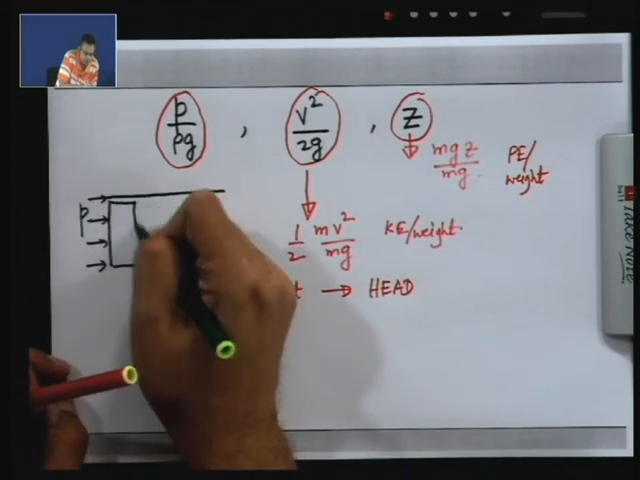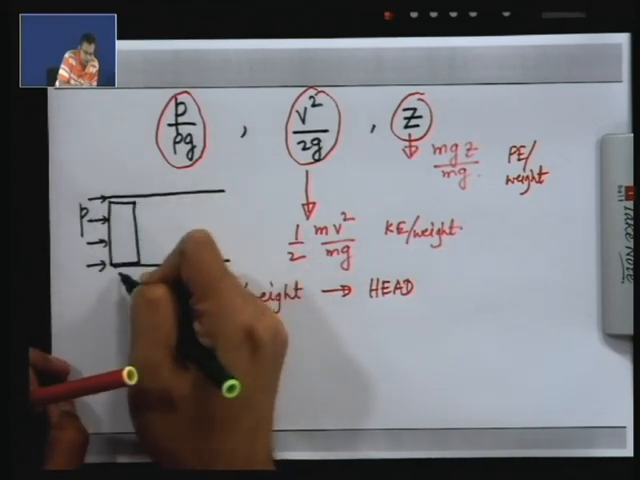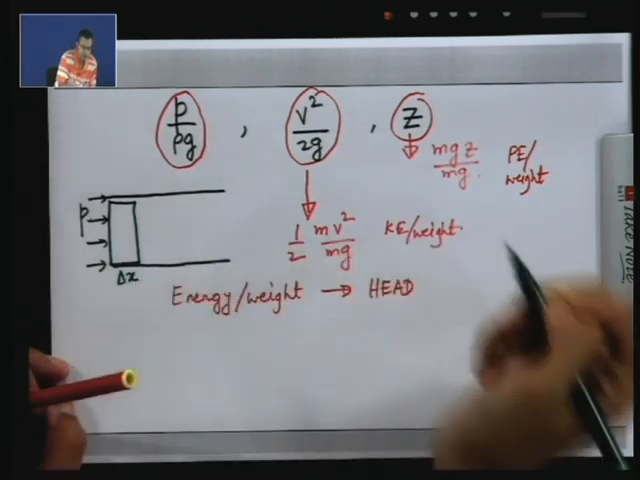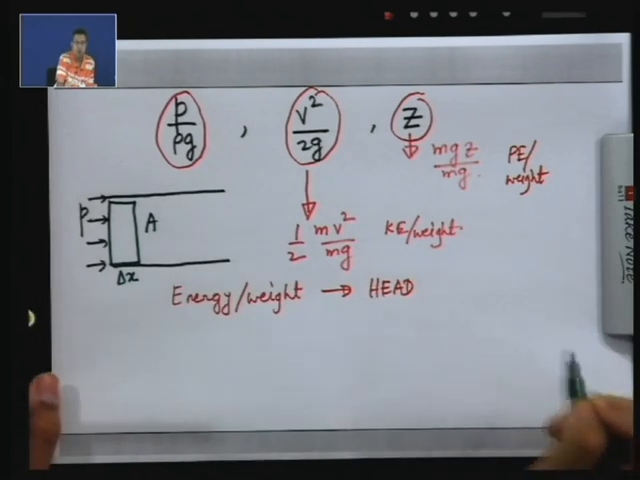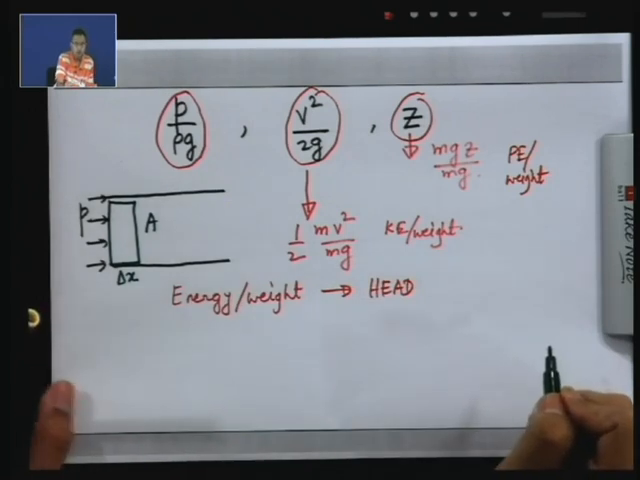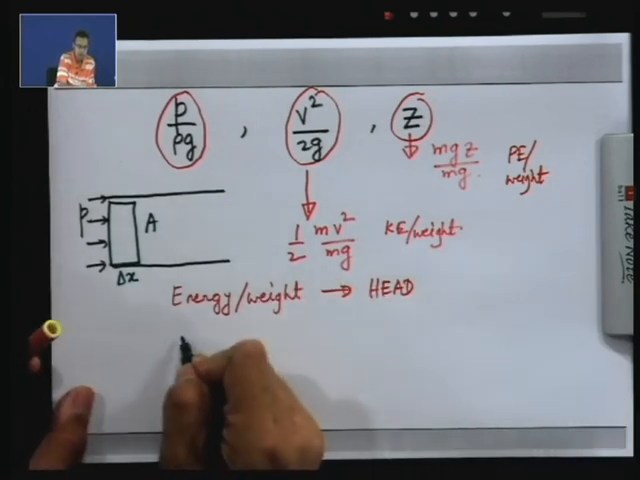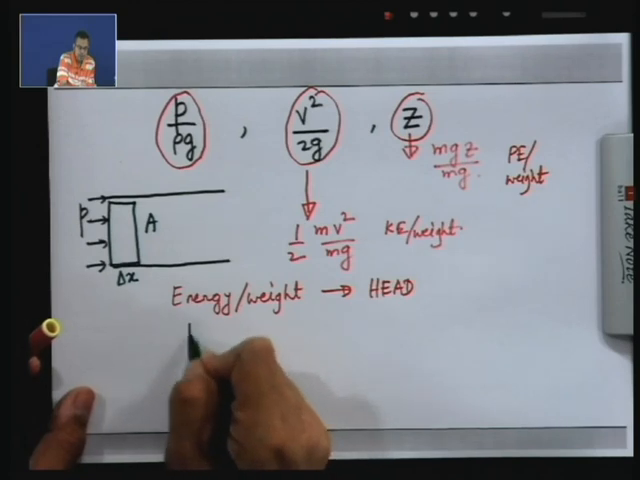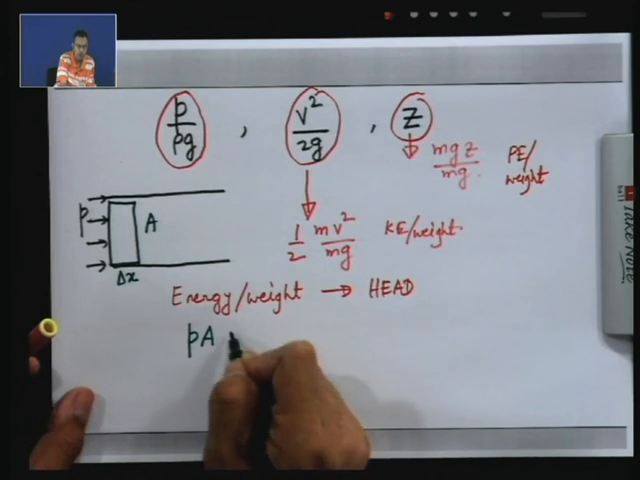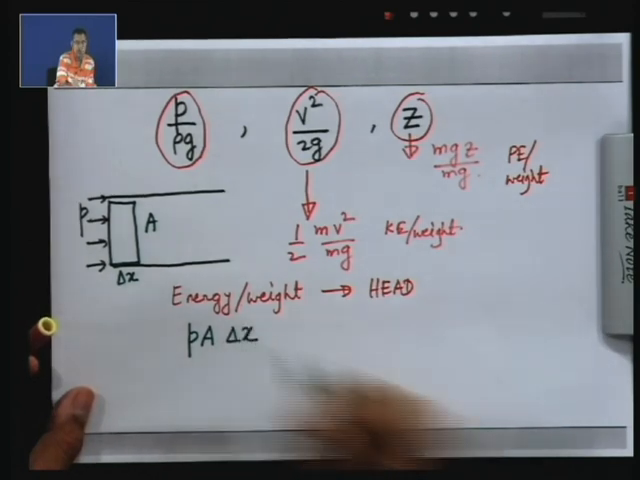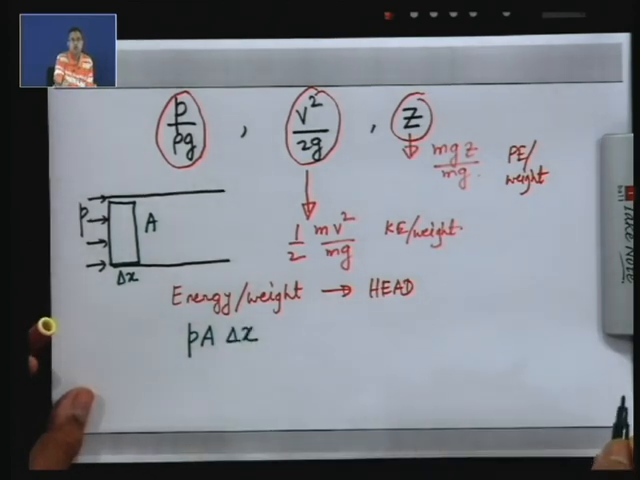Let us consider a small displacement of the fluid, delta x, and let us say that A is the area of cross section of the pipe. So what is the work done? In presence of pressure, the pressure times area is the force, and the force times the displacement is the work. So this is the work done in presence of pressure.